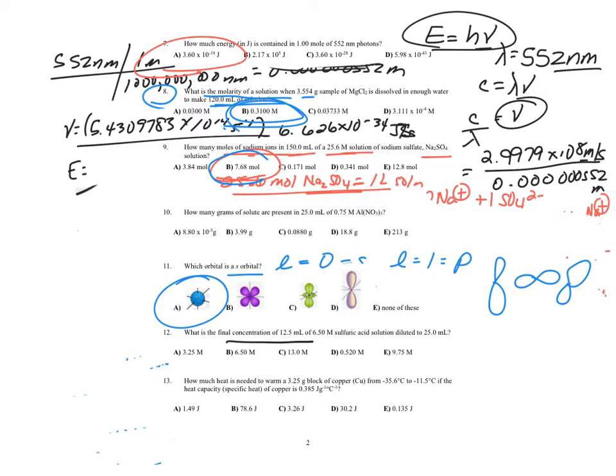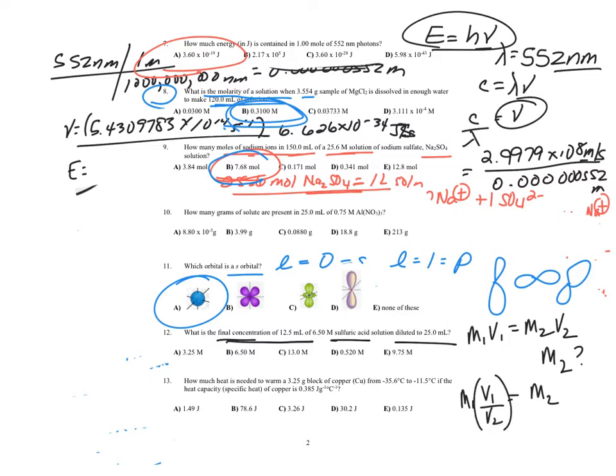All right, what is the final concentration of 12.5 milliliters of 6.50 molar sulfuric acid diluted? So this is M1V1 equals M2V2, and you have what is the final concentration. So you have to define your variables. The final concentration would be M2. So what is M2? Then you're going to solve M1V1 over V2. Okay? And then you want to define your variables.